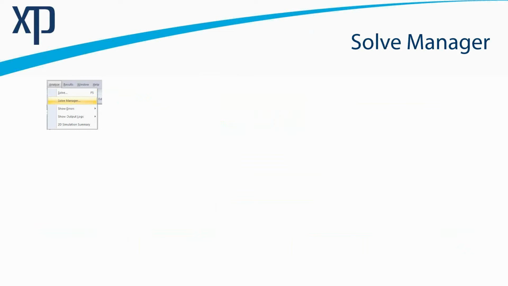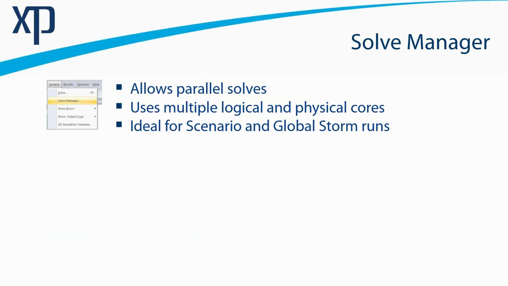The Solve Manager was accessed from the Analyze menu. This Solve Manager essentially allows parallel solves. So all of your physical cores on your computer and the logical ones are allowed to be used to spawn a SWMM run. So for example, I'm using my laptop right now. I have an 8-core i7. I could theoretically solve 8 models at the same time.